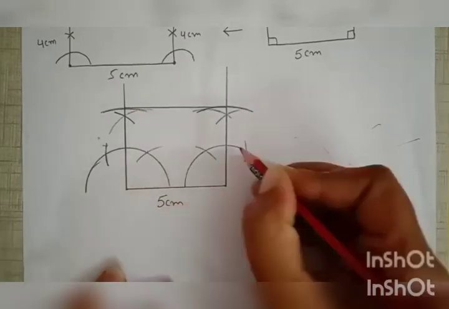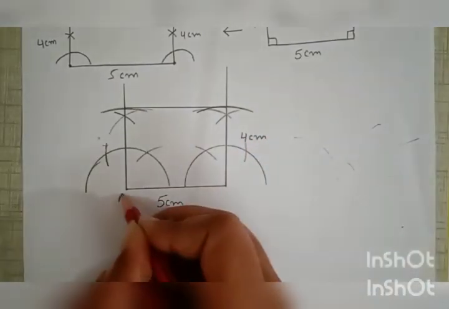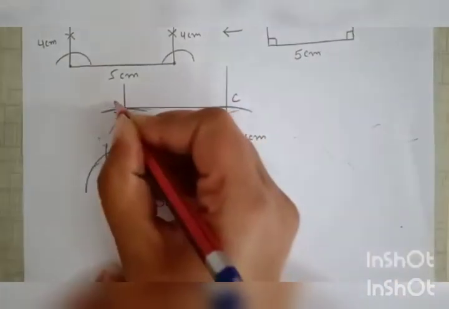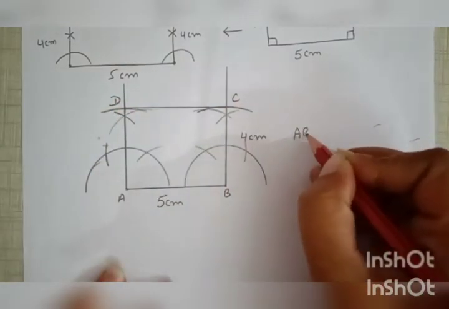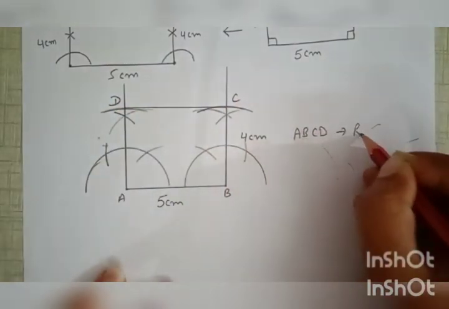Mention the dimensions. You can name it A, B, C, D. So this A, B, C, D is your rectangle.